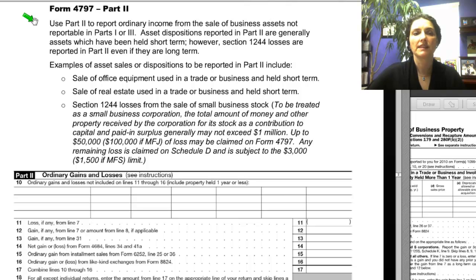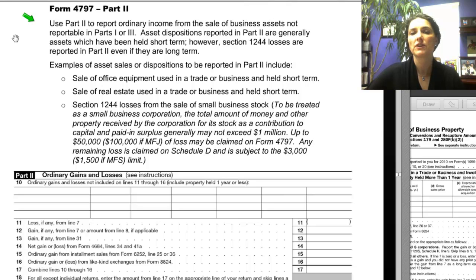Part 2 of Form 4797. You use Part 2 of Form 4797 to report ordinary income from the sale of business assets, not reported in Parts 1 or 3. Asset dispositions reported in Part 2 are generally assets which have been held short-term.